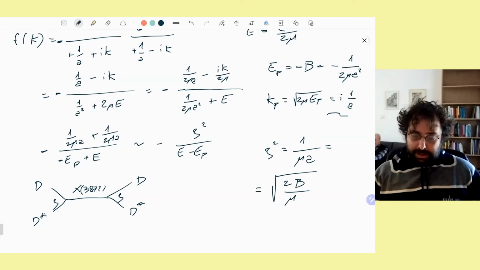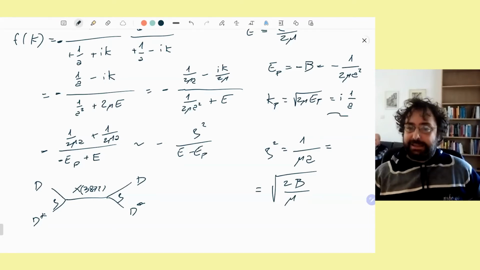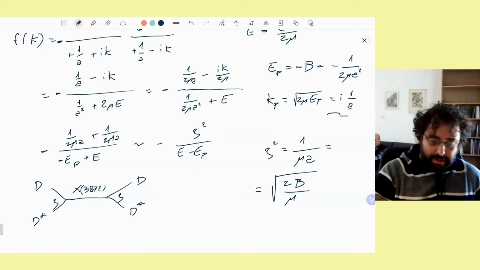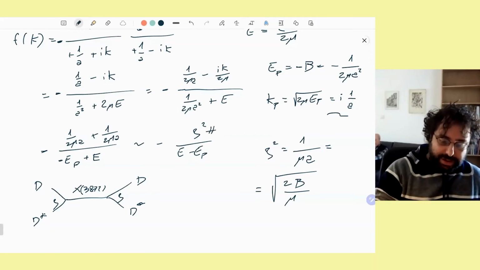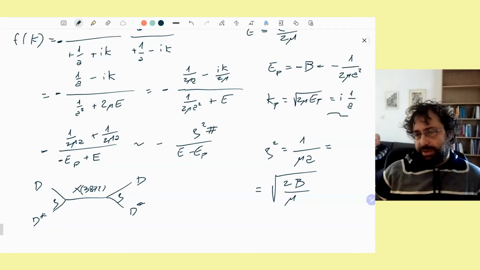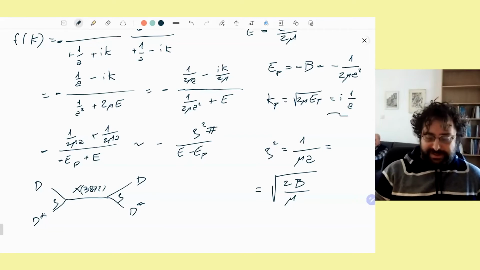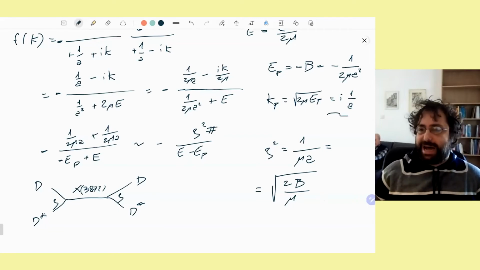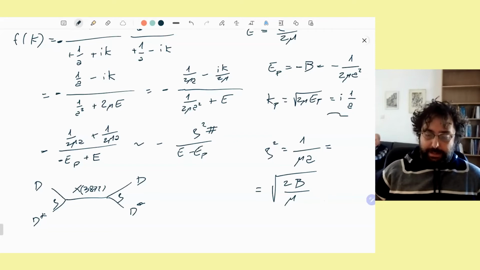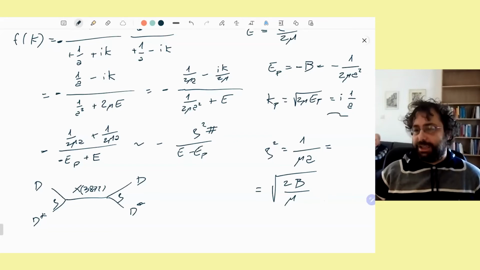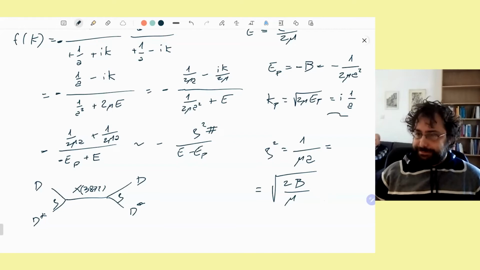So I have a close relation between the coupling, so the strength of the coupling of the bound state to the constituents, and its binding energy. And let me also tell you that there is a normalization here that also depends on the conventions we use. So you can have other factors of masses and factors of pi and whatever. But the punchline is that you have a relation between the binding energy and the coupling.